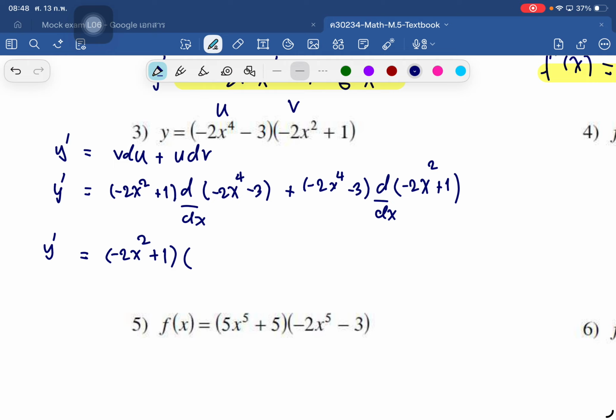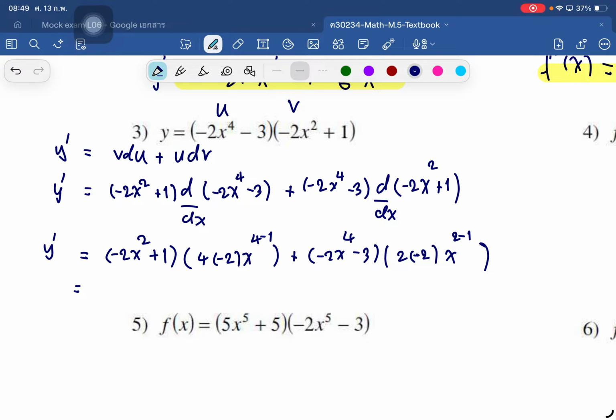After we multiply them, we have 4x to the power of 5 minus 6x plus 8x to the 5 plus 8x to the power of 3. To the simplest form, this one will be 12x to the power 5 plus 8x to the power 3 minus 6x. Like this.